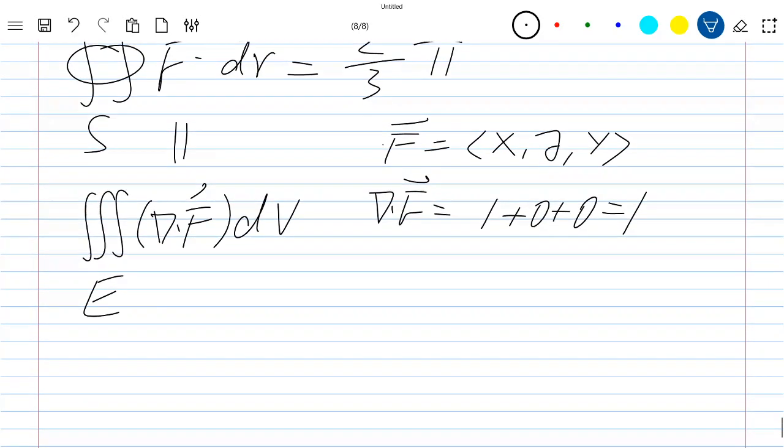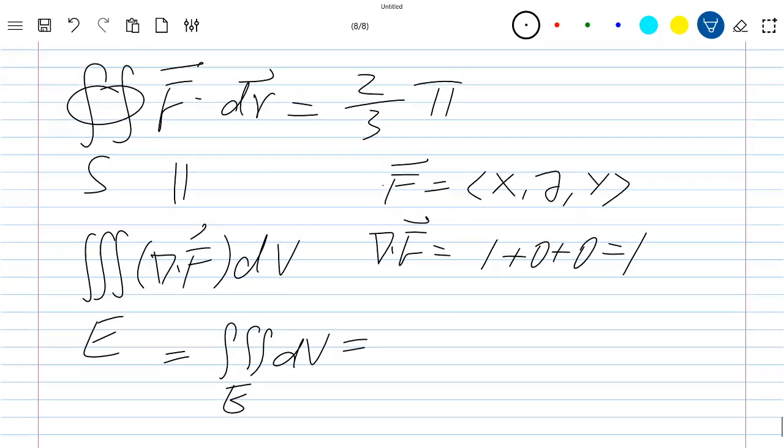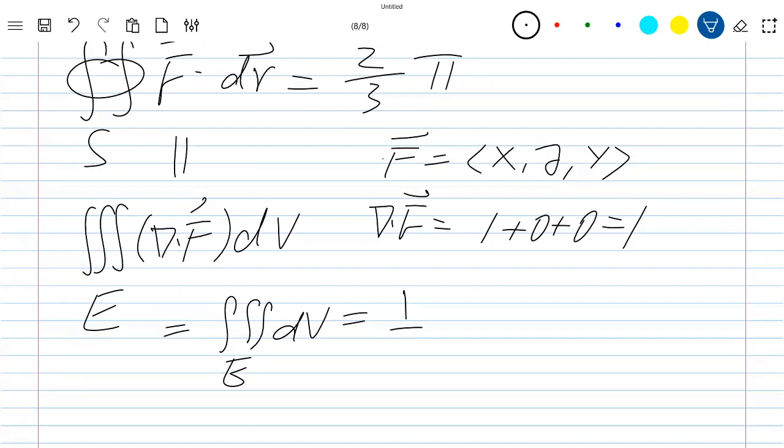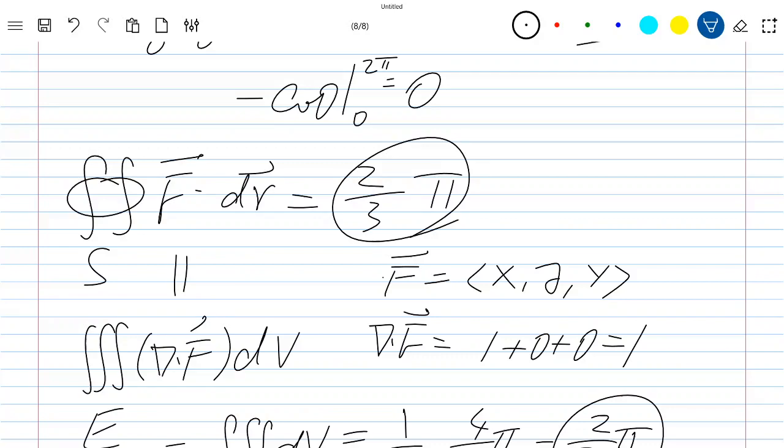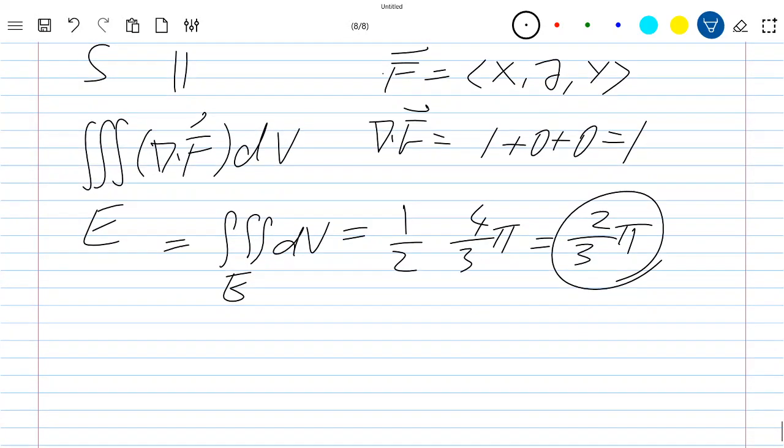Well, that means it's just the volume, right? And what is the volume? Well, it's a half sphere, and so it's half of 4/3 pi r cubed, and r is 1, so it's just that, and then you have that. Well, that agrees with what we had. Okay, so you can see this confirms the divergence theorem.